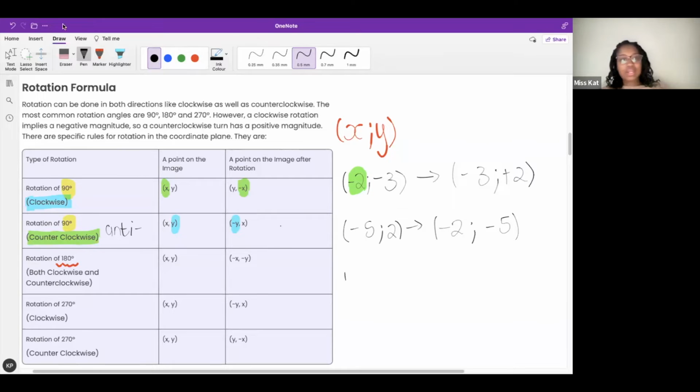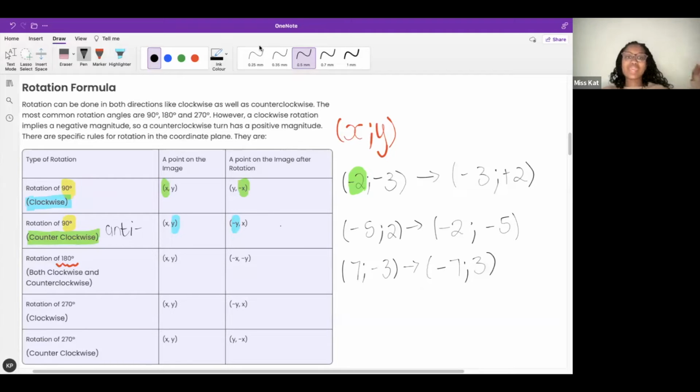So if we originally had a 7 with a -3, what's my new coordinate? Original was 7 and -3. It's going to be -7 and what? +3. Nope, they're not both negative.